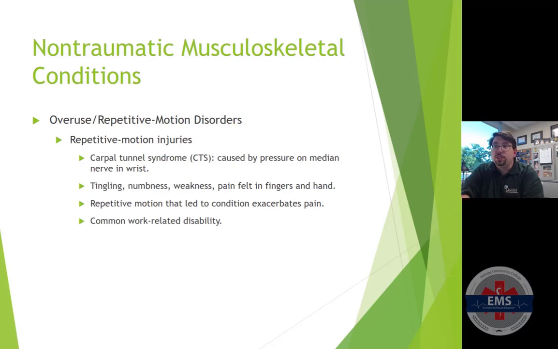Another one we might see is carpal tunnel syndrome, or CTS. This is caused by pressure on the median nerve in the wrist, and leads to tingling, numbness, and weakness, typically felt in the fingers and in the hand, based on repetitive motions, again, just like we talked about. So long-term chronic things can lead to the exacerbation of pain. Mostly you're going to see carpal tunnel as a work-related injury, especially as we text and type our lives away.